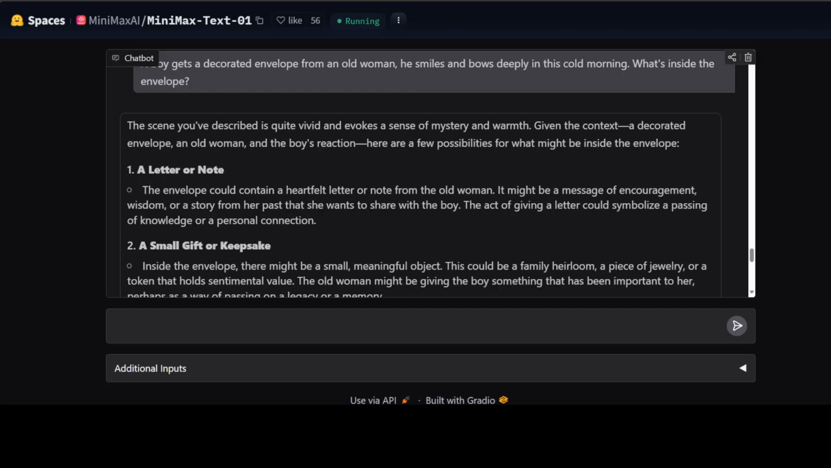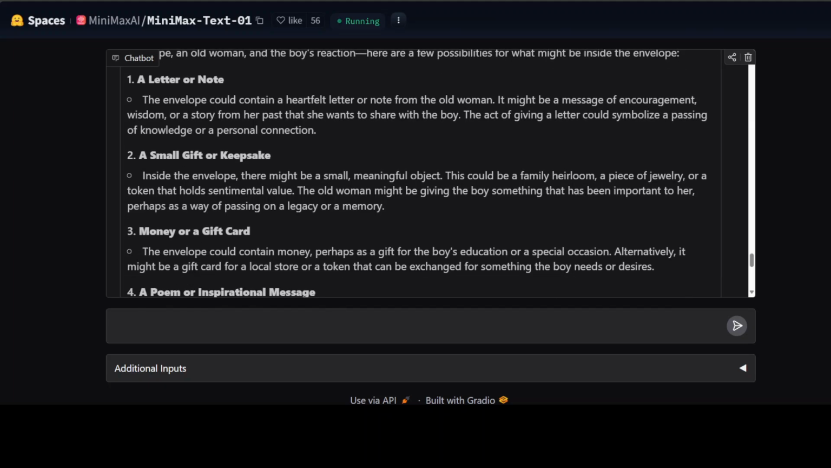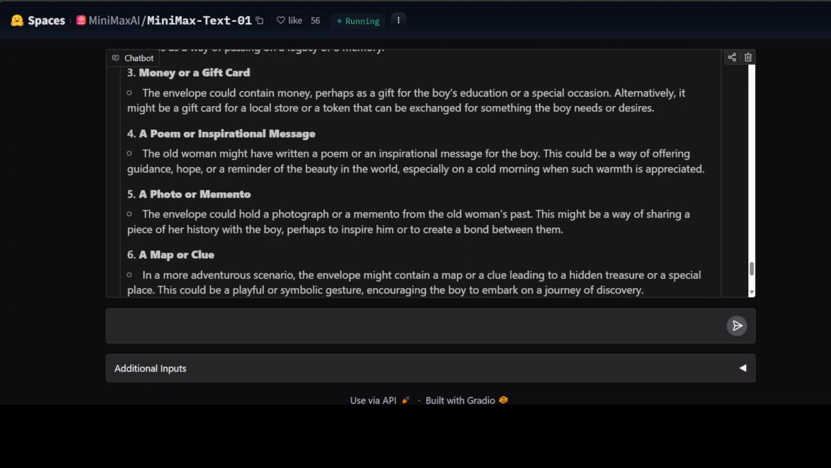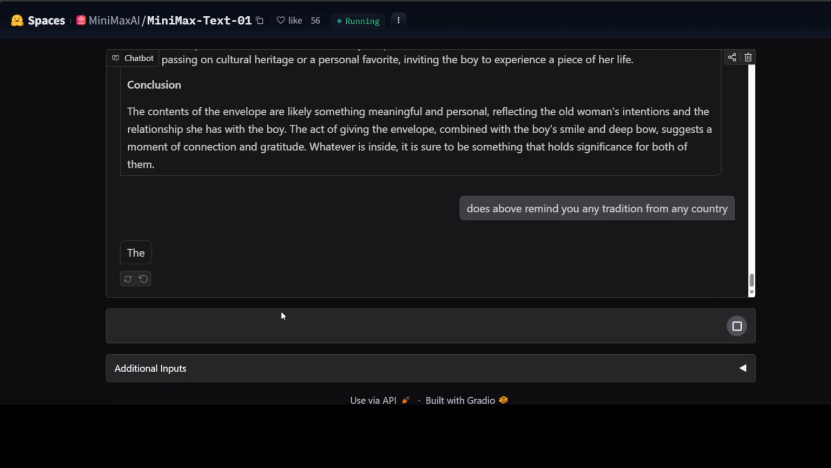Now, if you go through this response, it really has done well. It is talking about a letter or note, a small keepsake, money, and then a map and family tradition. That's a good one. And we can ask it, does the above remind you of any tradition from any country? Let's see.